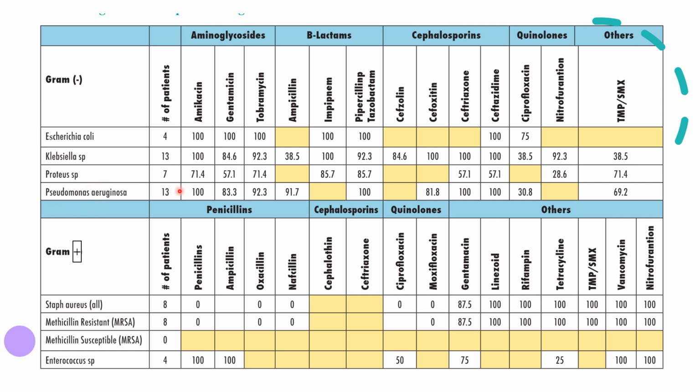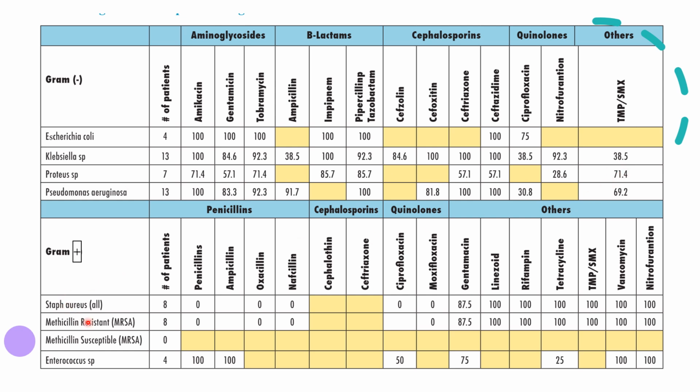Now in Proteus we have 7. Also, like gentamicin, almost 50% were susceptible. It means that maybe it's 3 patients, or 3 patients with 3 types of species of Proteus, who were sensitive, and the rest, 3 or 4, were resistant. So this is the way that we read the antibiogram.